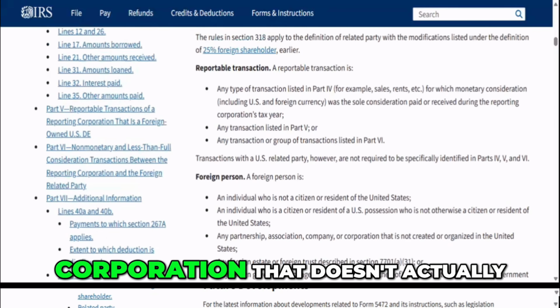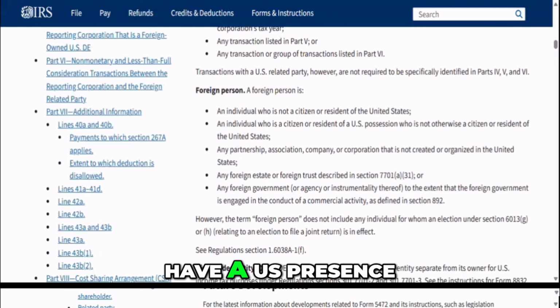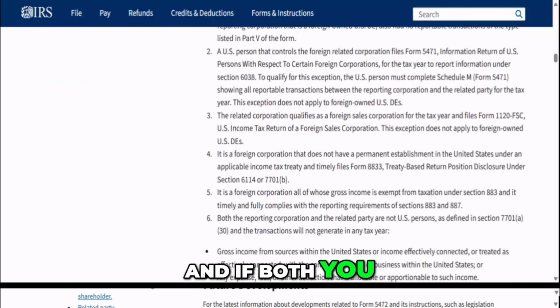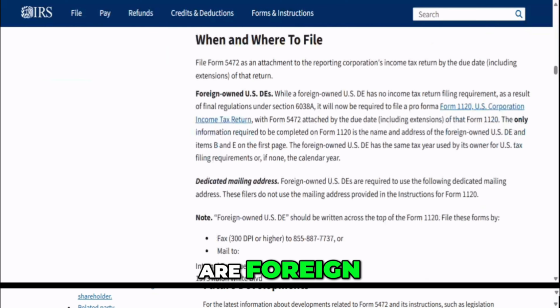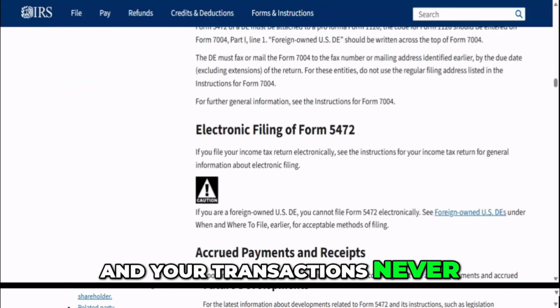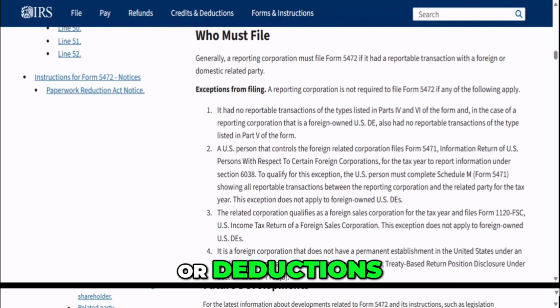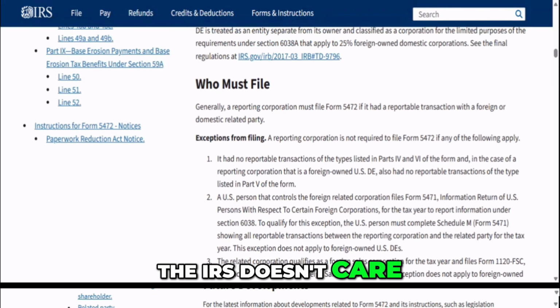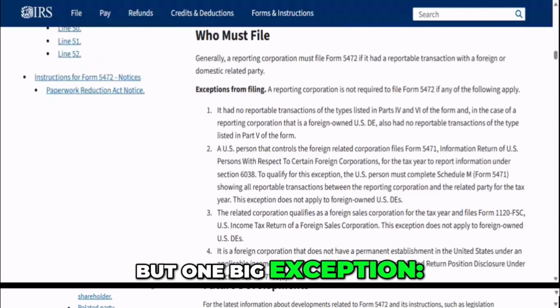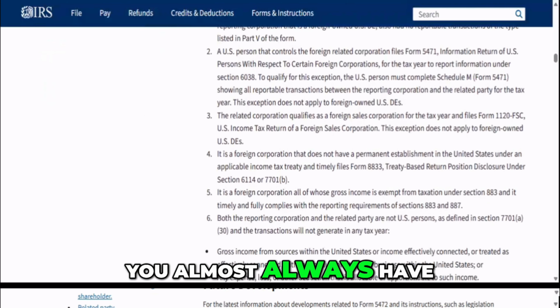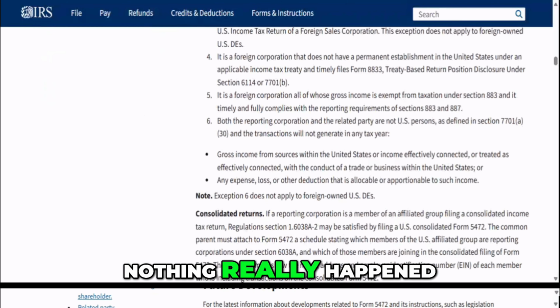If you're a foreign corporation that doesn't actually have a U.S. presence thanks to a tax treaty and you file Form 8833, you're also in the clear. And if both you and the related party are foreign and your transactions never touch U.S. taxable income or deductions, the IRS doesn't care. But one big exception: if you're a foreign-owned U.S. disregarded entity, you almost always have to file even if nothing really happened.